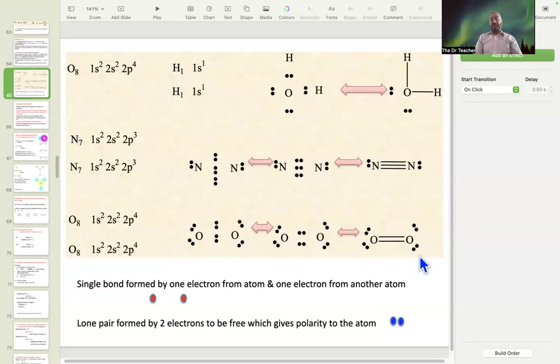So now, what is the type of bonding between oxygen and oxygen gas? We say it's a double bond, and we have 4 lone pairs. Each lone pair, 2 electrons. So now we come to the summary knowledge. A single bond is formed by 1 electron from an atom and 1 electron from another atom. So these 2 will be a single bond. The lone pair is formed by 2 electrons to be free, which gives polarity to the atom, and they will be one beside one. Not like the single bond, which will be one far away from the other.